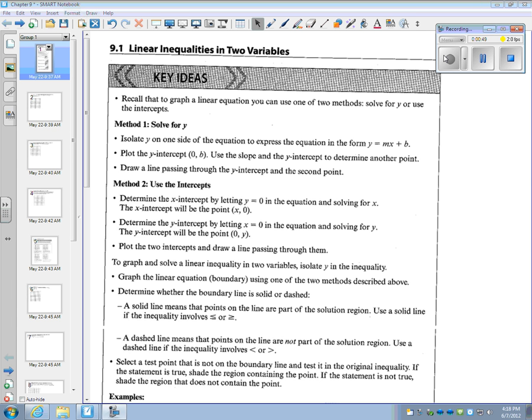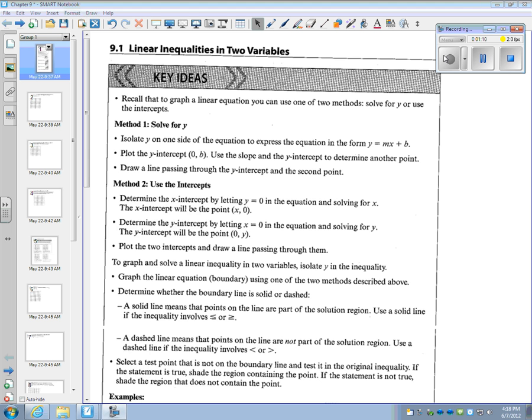You can also use intercepts. You determine the x-intercept by letting y equal 0, and determine the y-intercept by letting x equal 0. And this is going to give you 2 points, and you can draw a line. Okay, so now to graph and solve a linear inequality, we need to isolate y. We graph it using either method 1 or method 2.